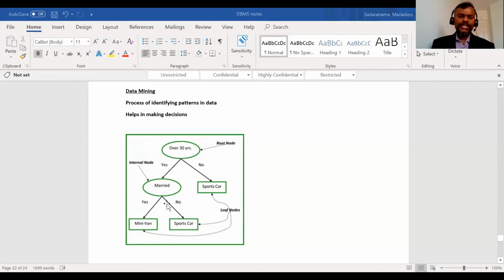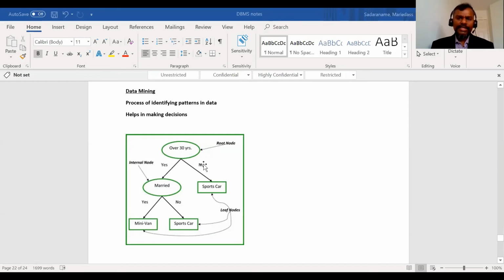How is this decision made? What you're seeing here is called a decision tree. The decision is made by asking you a few yes or no questions. How are these questions formed? They're formed based on backtracking your data in the data warehouse.